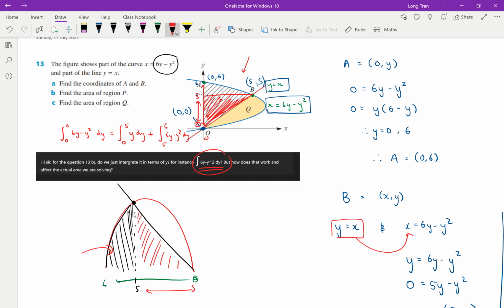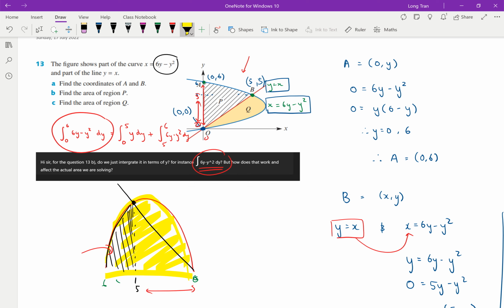But how does that affect the actual area we are solving? It affects it because you have to split it into two intervals. Otherwise, if you just integrated from 0 to 6, you'd be finding the area under this curve, which means you're finding this entire region, which is not what you want. You're trying to find the region for P. Remember, P was only the section from here to here. That's why we have to split it into two regions, because there are two functions on the interval on your y-axis: 0 to 5 is one function, and 5 to 6 is another.